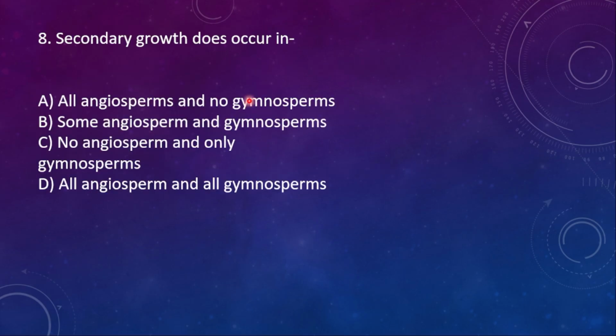Eighth question. Secondary growth does occur in: A, all angiosperms and no gymnosperms; B, some angiosperms and gymnosperms; C, no angiosperms and only gymnosperms; D, all angiosperms and all gymnosperms. So here the right option is option B.